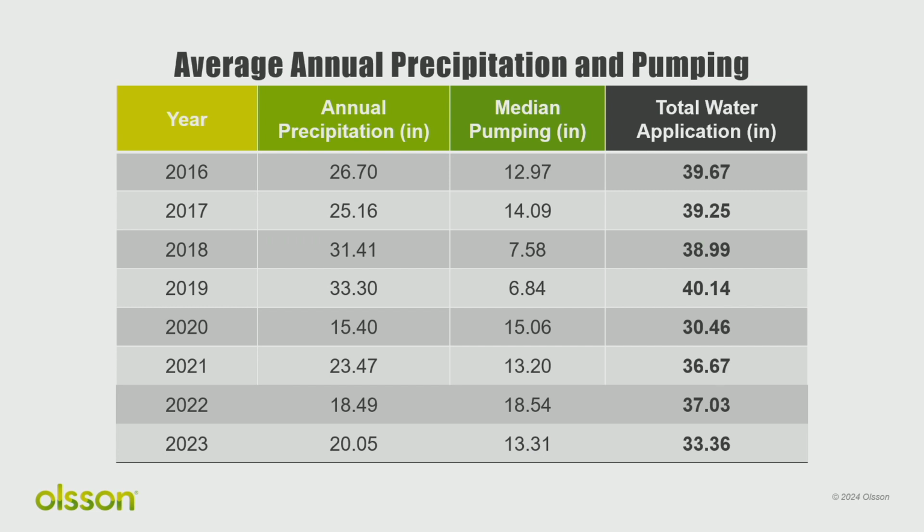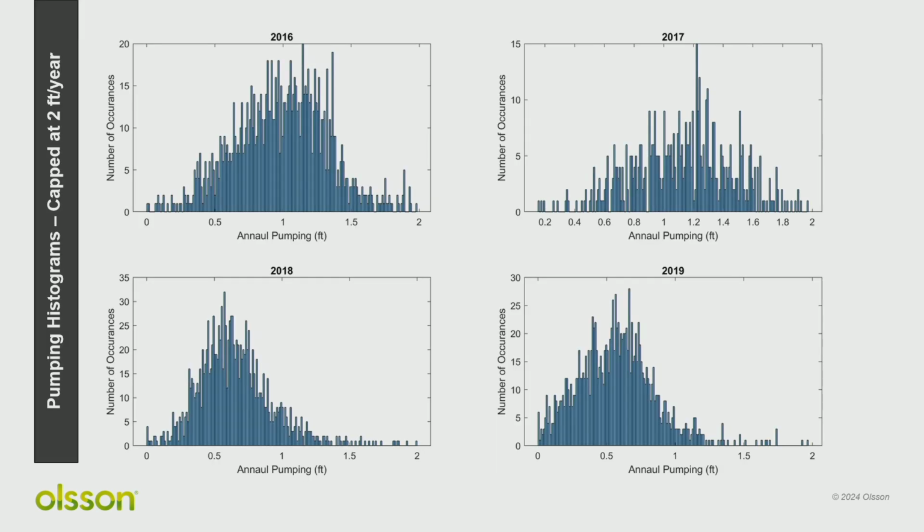So this is a summary of some of the data starting in 2016, and you can see total water application on average is anywhere from 30 to 40 inches, and you can see some of the wetter years and drier years, but of course annual totals don't tell the whole story. An awful lot depends on timing of precipitation.